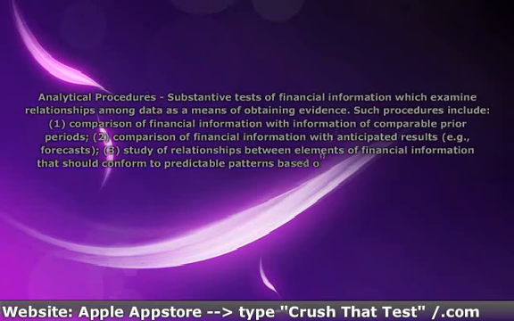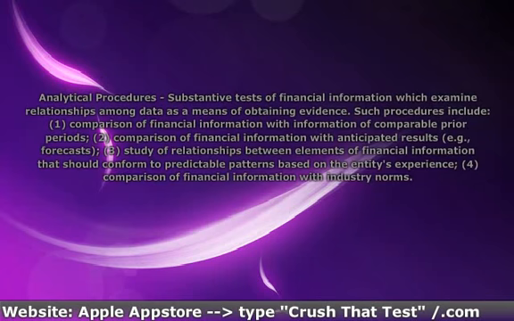Analytical procedures: substantive tests of financial information which examine relationships among data as a means of obtaining evidence. Such procedures include: 1. Comparison of financial information with information of comparable prior periods. 2. Comparison of financial information with anticipated results, for example, forecasts. 3. Study of relationships between elements of financial information that should conform to predictable patterns based on the entity's experience. 4. Comparison of financial information with industry norms.